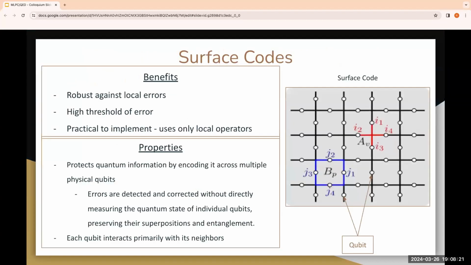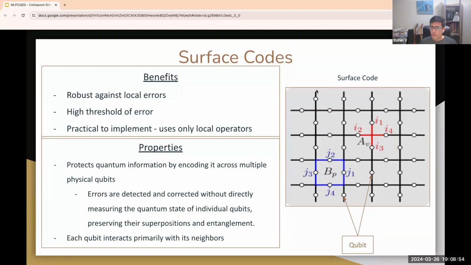Continuing on, we talk about surface codes. So a big problem with the previous method is that if there were 2 errors in the 3-bit error correction code, they would be corrected to the wrong bit. So there is this family of codes called surface codes, which fixes this issue. Surface codes are robust against errors and have a higher threshold of error than other methods, and they're more practical to implement. So what are surface codes?